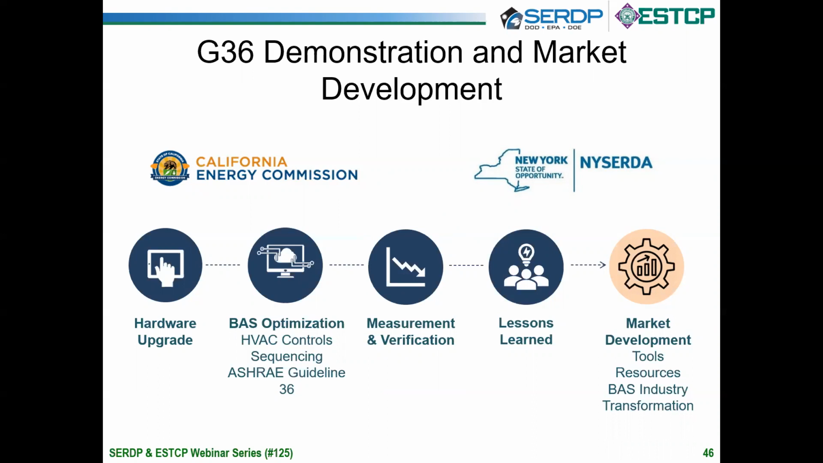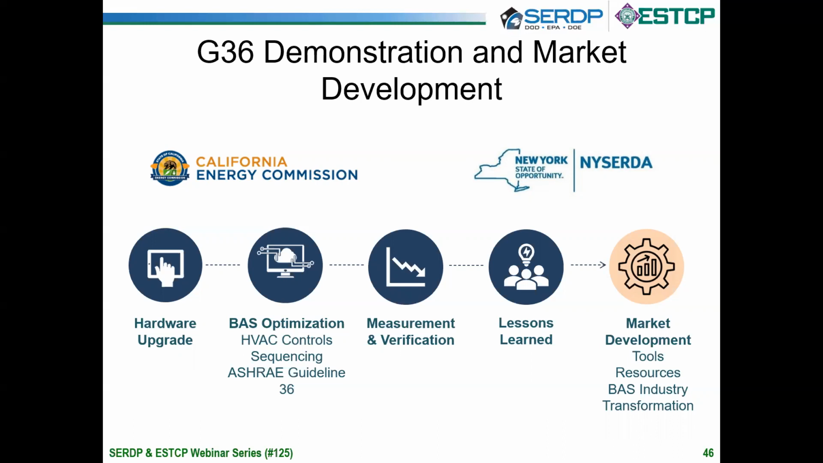We're doing demonstrations in pilot buildings. There are 2 types of pilots. One is a full hardware upgrade, so that's all the controllers, including the zone controllers, being upgraded and then reprogramming the sequences to Guideline 36. And then the second type is the sequence only, or what we call software only, where the existing building has control hardware that's capable of Guideline 36 and we simply reprogram them.